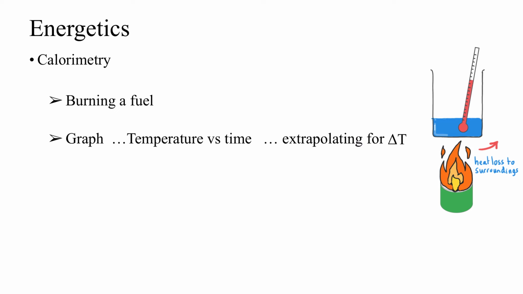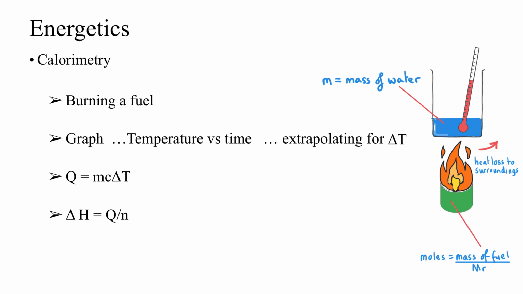This is a good chance for a graph question as well, where you plot temperature against time and then extrapolate two best fit lines to the point of mixing to find delta T. And then you'd calculate the energy change using Q equals mc delta T, where m is the mass of water that you've heated. And then you'd calculate the enthalpy change using delta H equals Q divided by n, where n is the moles of fuel that you've burned. Or they could make you work backwards in order to find that temperature change, which uses all of the same skills but can be a bit trickier.